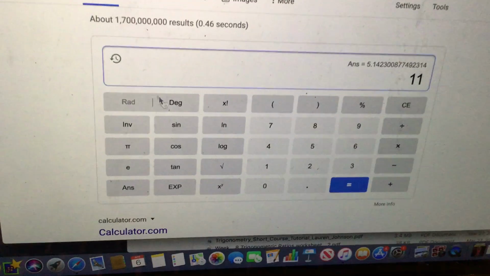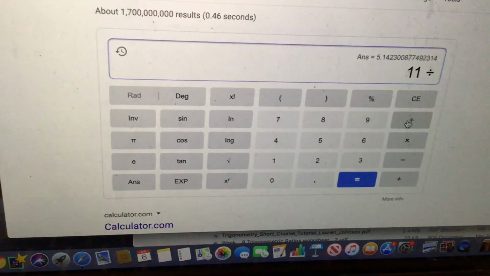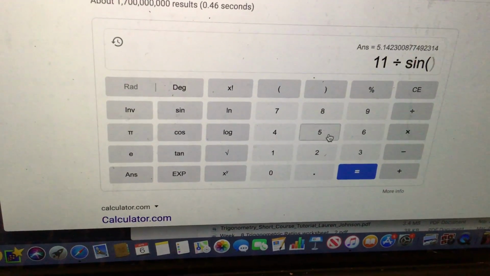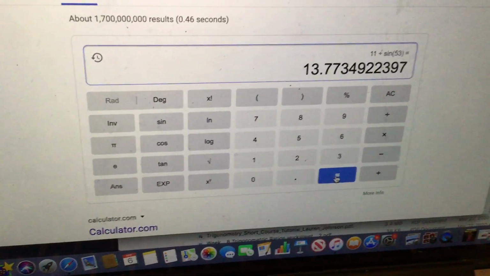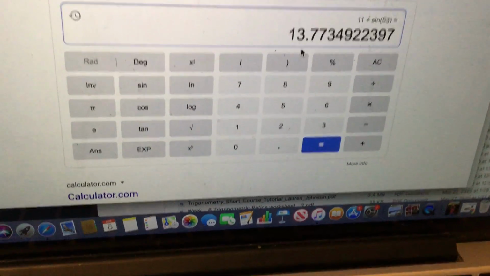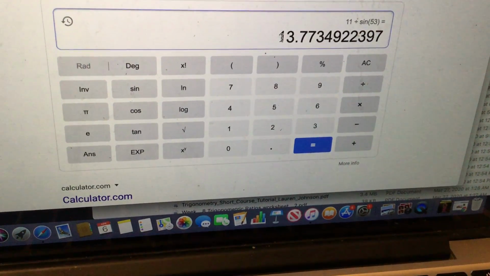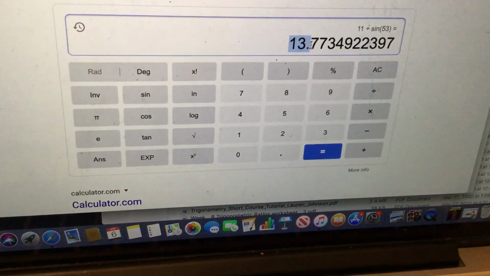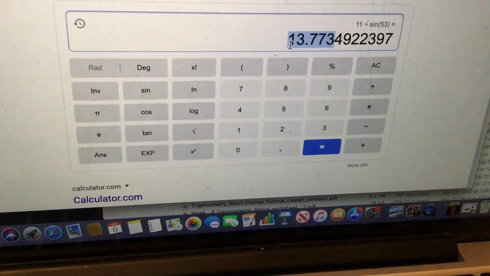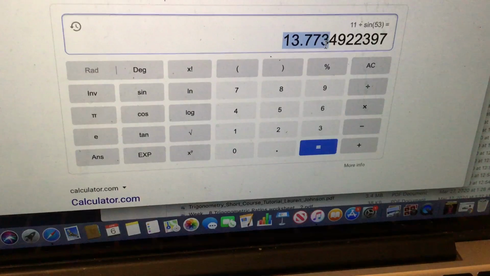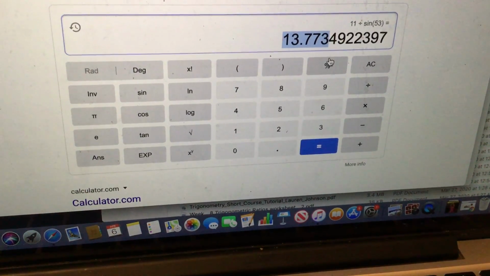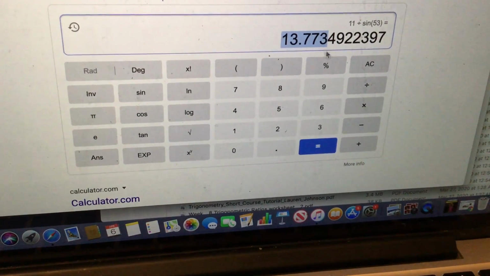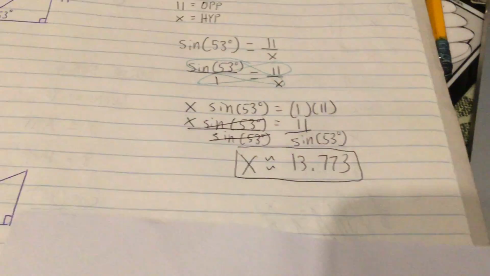So make sure you're in degrees. 11 divided by the sine of 53 degrees gets me 13.773492 and so on. Round to the nearest three decimal places. I look at 13.7734. Is the 4 going to round up or round down? I would round down. So 13.773 units.